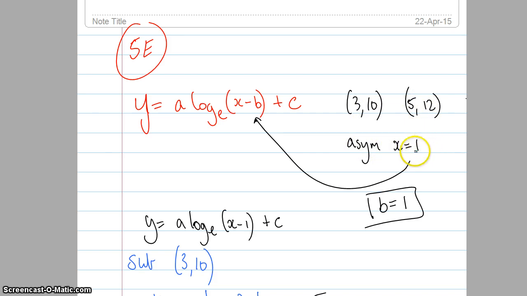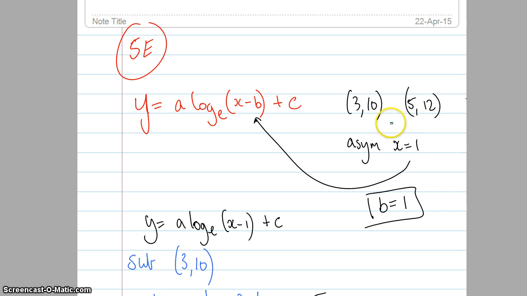So that one is probably the most straightforward part, x equals 1. It just means that this bit up here must be x minus 1, because that will mean that the asymptote has been moved to the right one, so therefore we can say that b actually equals 1 in this case. So that's probably the easiest thing to do. You don't need to prove anything, you just need to put that in.